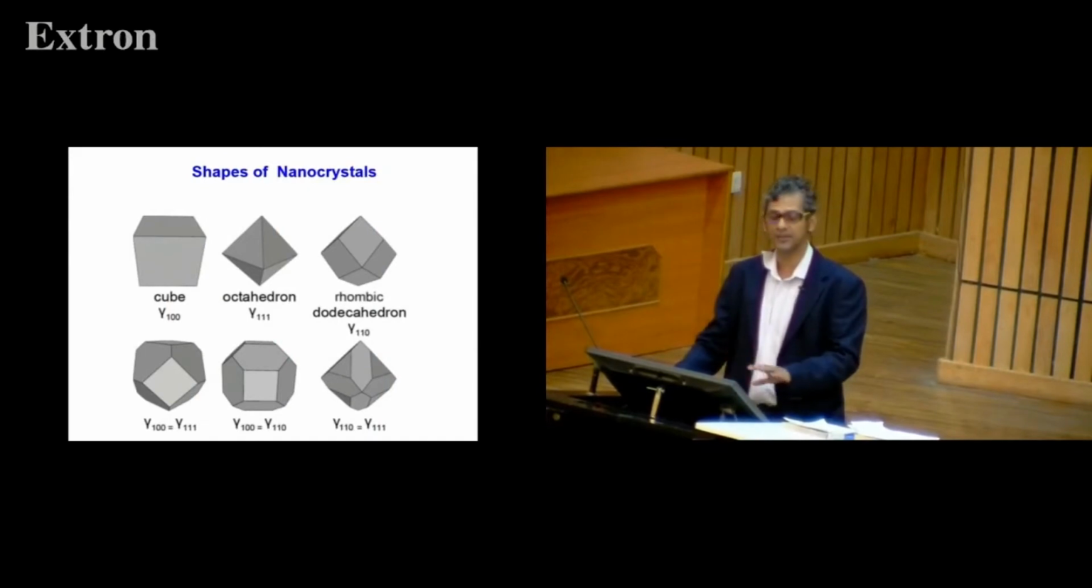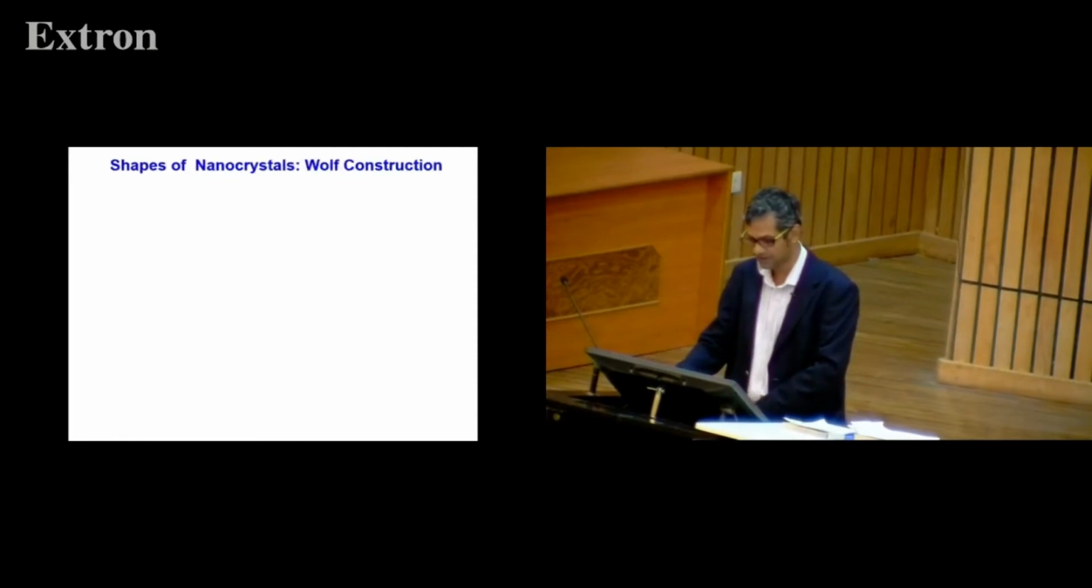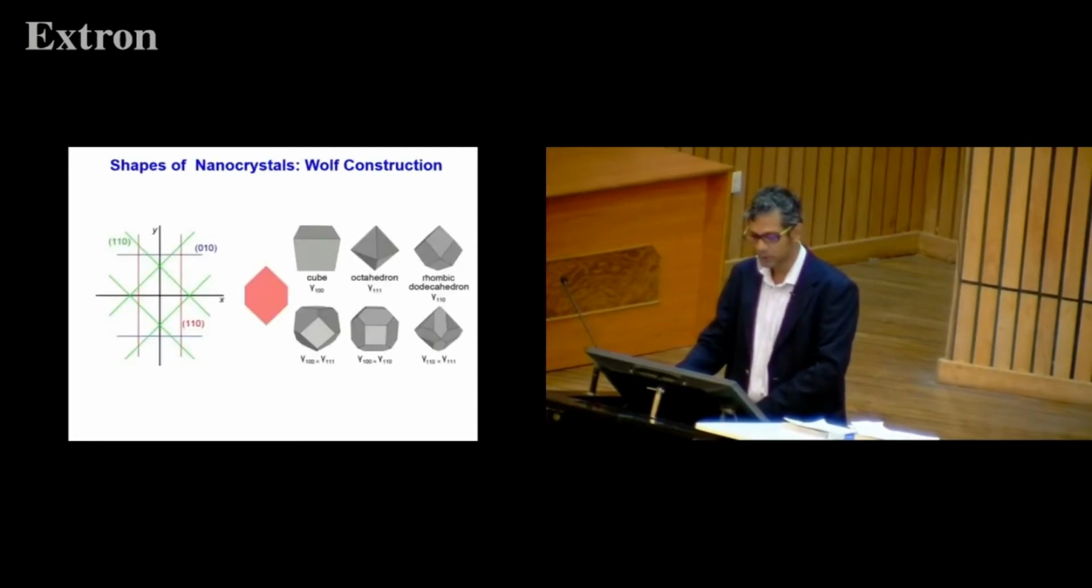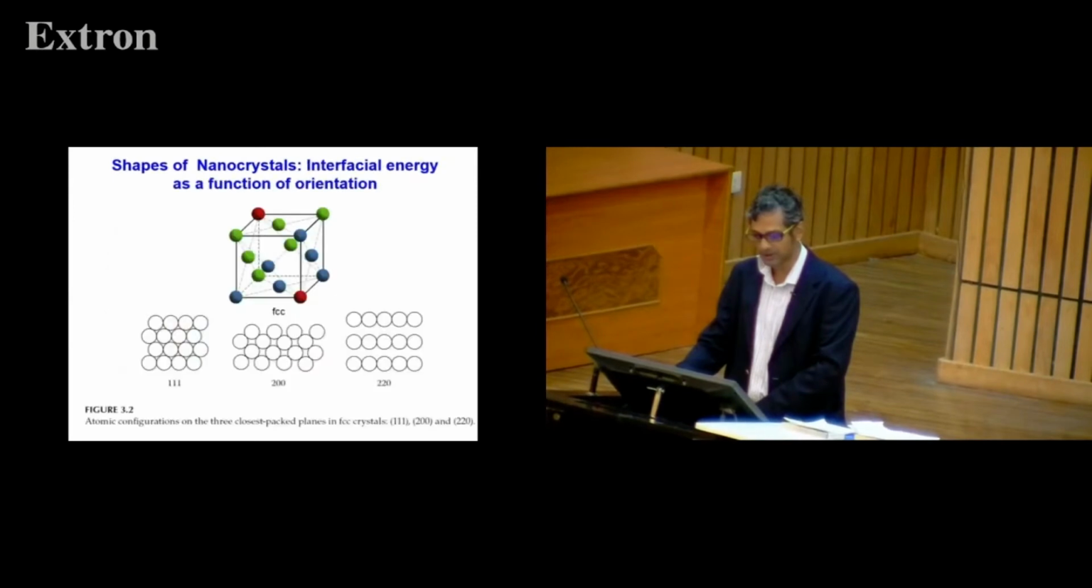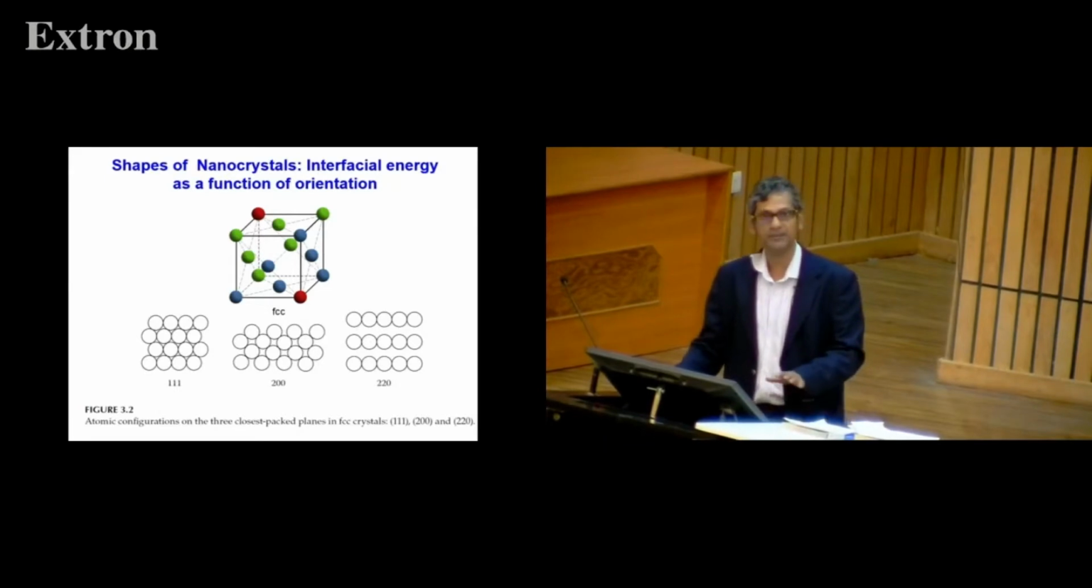As you know, there are different kinds of shapes which are stabilized: cube, octahedron, rhombic dodecahedron, or even some other shapes which are shown at the bottom of this slide. But why are these shapes actually found in different kinds of nanoparticles? That's something which needs deliberation. And to do that, we have started discussing the Wulff construction, which basically considers the interfacial energy as a function of orientation, and we have discussed that.